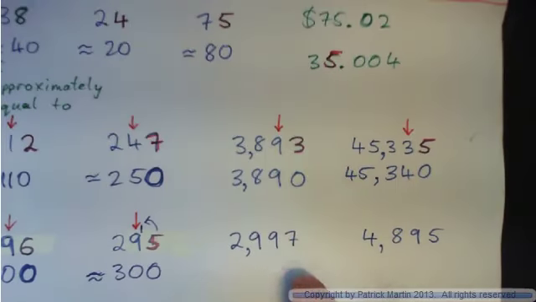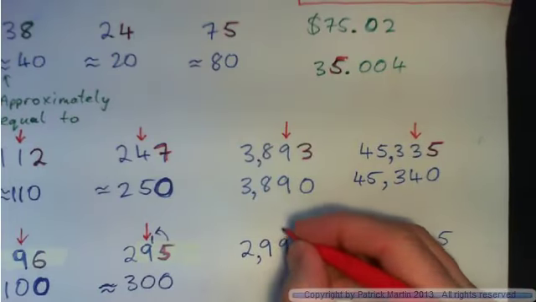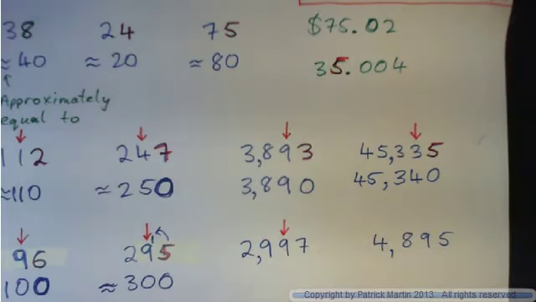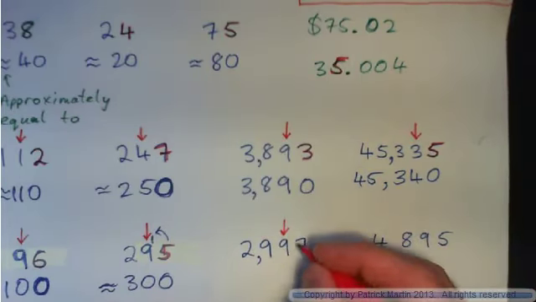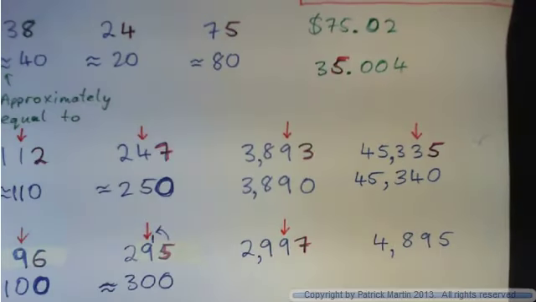2,900, excuse me, and 97. We want to round that to the nearest 10. And in the unit spot we have a 7. Here's a funny one. What happens now? Do we round up or down?